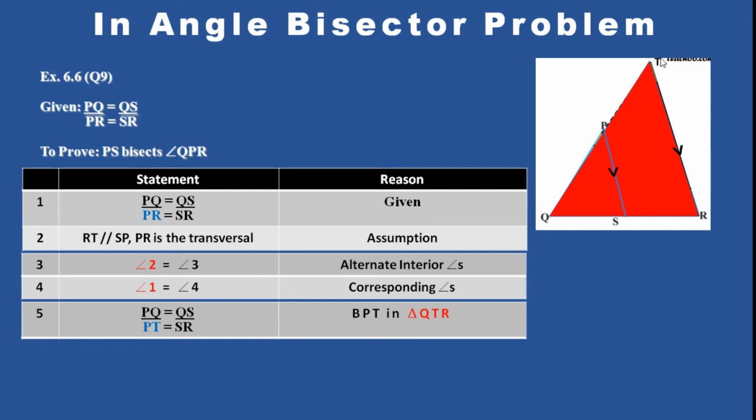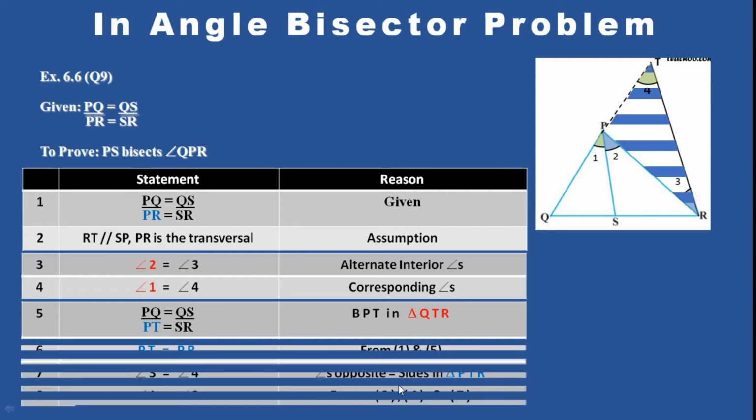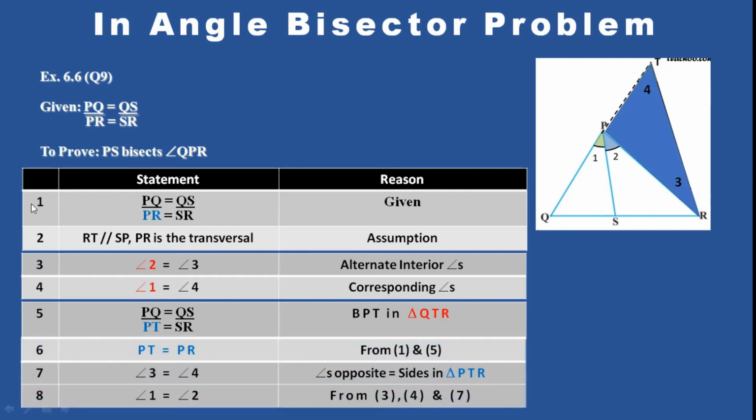So PQ upon PT is equal to QS upon SR, by BPT in triangle QTR. Now we will compare statement number 1 with statement number 5. QS upon SR are the two same right hand sides. The numerators of the left hand sides are equal, hence the denominators have to become equal as the right hand sides were equal to each other. So we have now PT equal to PR because of statement 1 and statement 5.